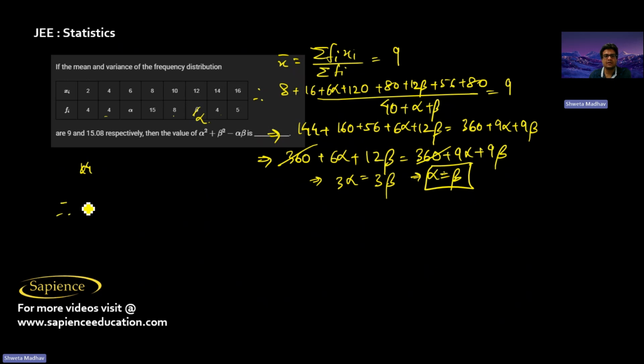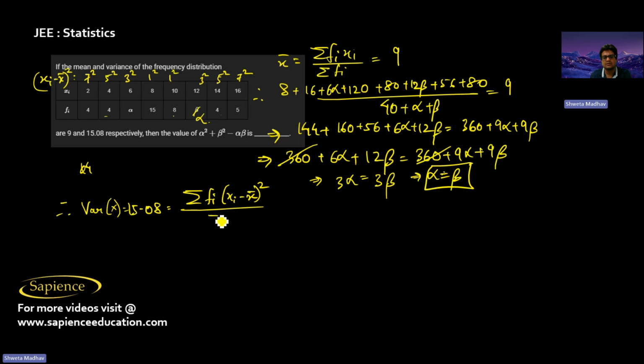So now the variance of x, that is sigma square, is equal to 15.08, and that is equal to summation of fi times xi minus x bar whole square, divided by summation fi. So this will be 2 minus 9 square, 4 minus 9, so 5 square, 6 minus 9, so 3 square, 8 minus 9, 1 square, 10 minus 9 again 1 square, 12 minus 9, 3 square, 14 minus 9, 5 square, 16 minus 9, 7 square.